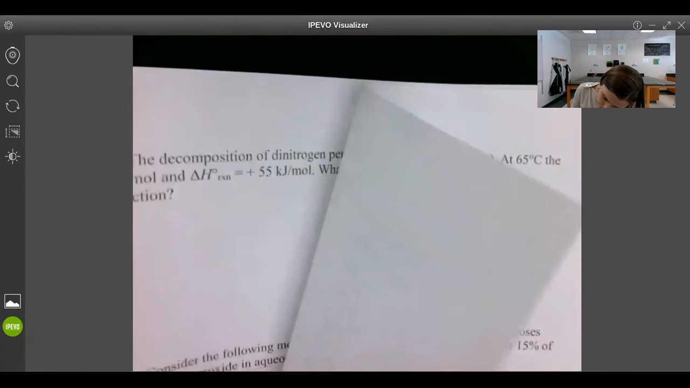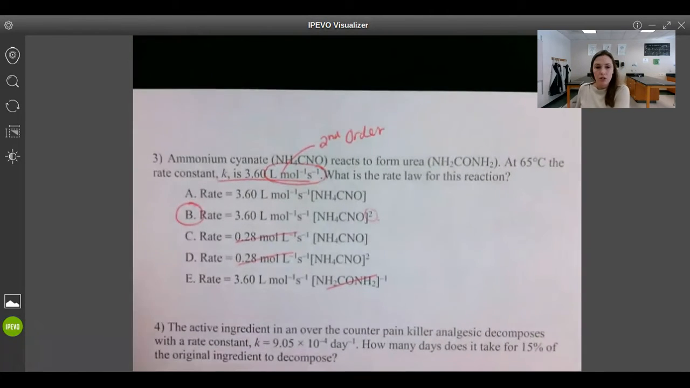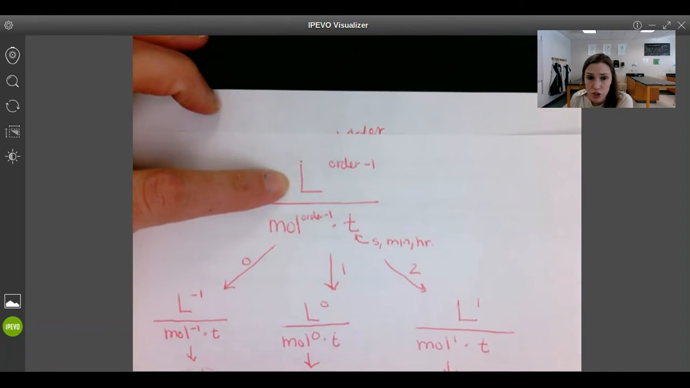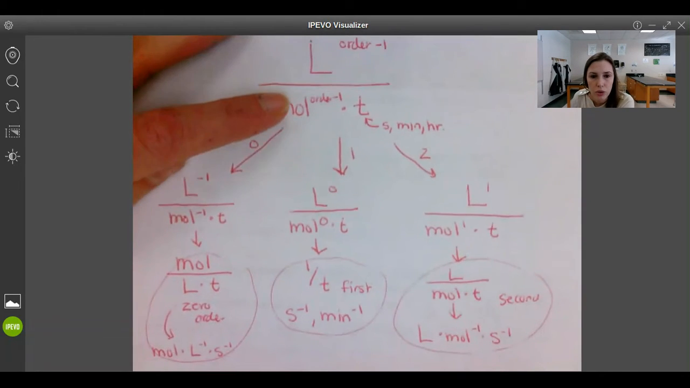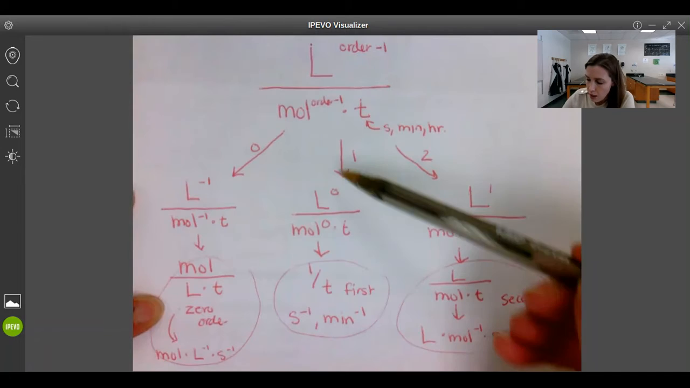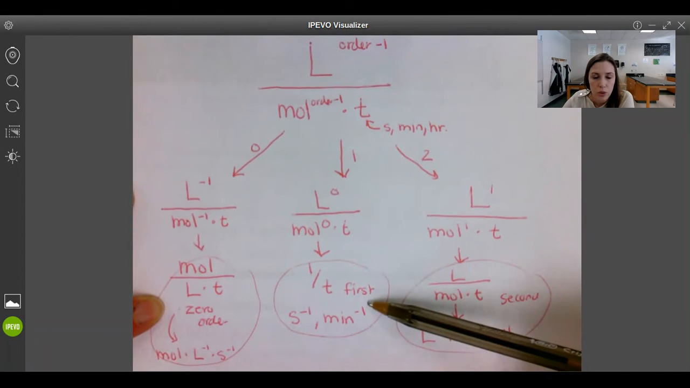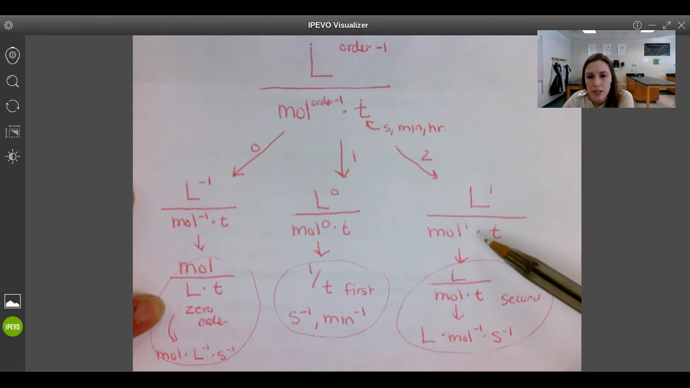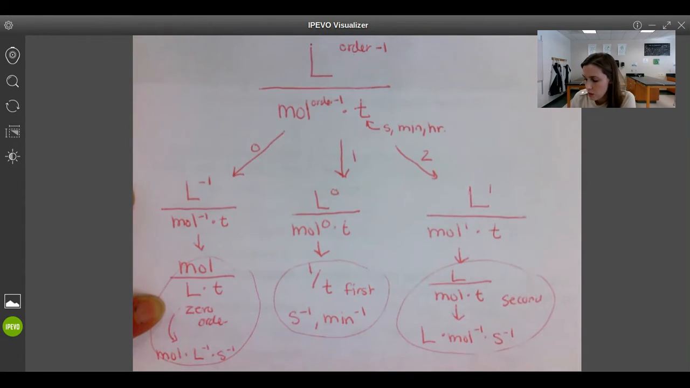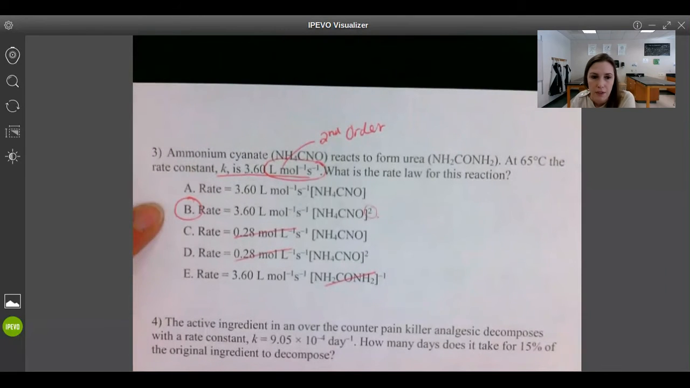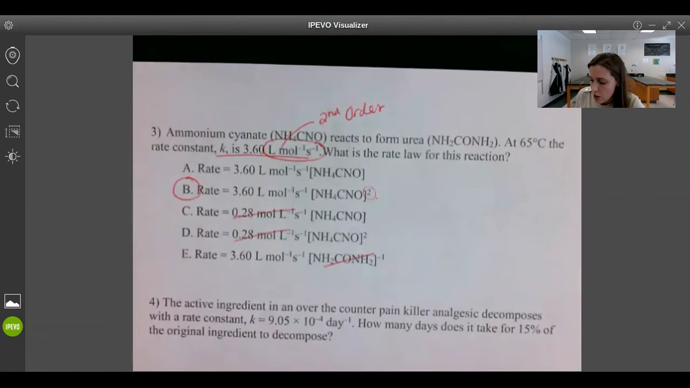I can quickly show you from the review session. This was kind of what I walked students through. I started with the generic formula, and I worked through how zero order gets us to moles per liter time, how first order gets us to 1 over time, and how second order, just like in this example, gets us to liters over moles time. So that can be really helpful in helping us identify what should be the overall order of reaction.